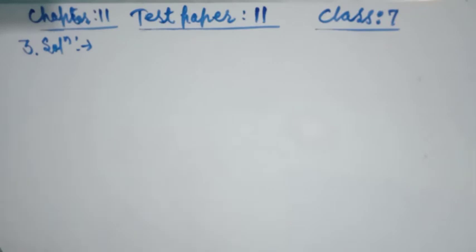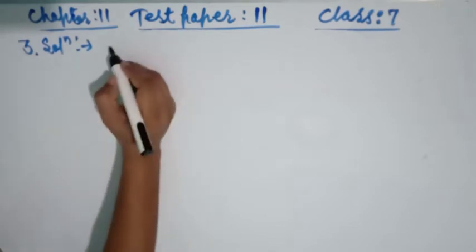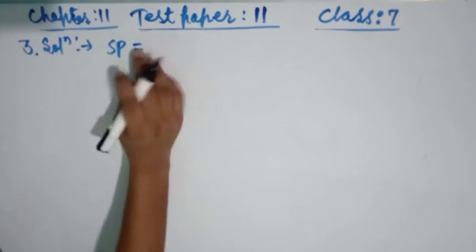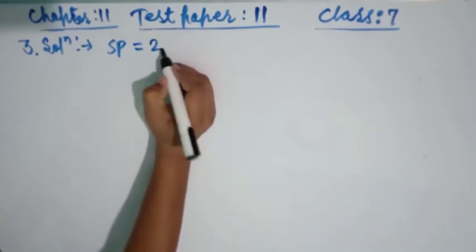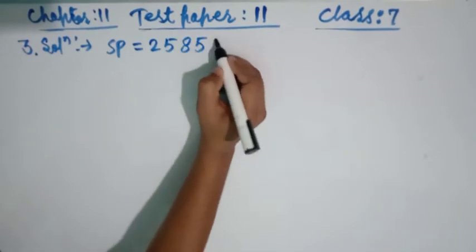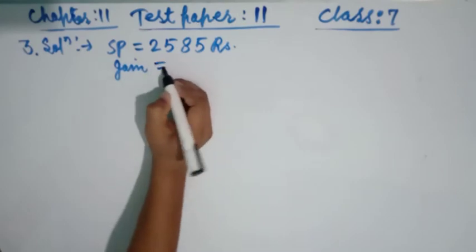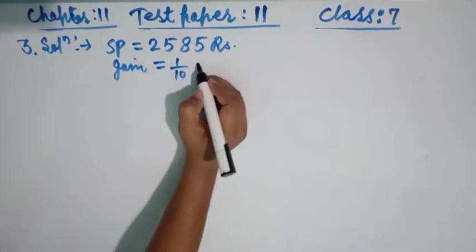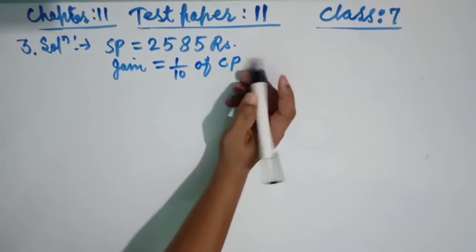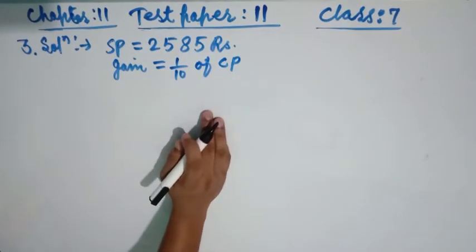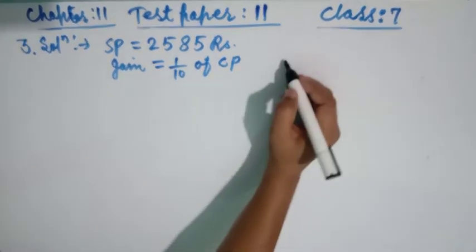Now see friends, question number 3 says, on selling a fan for 2585 rupees, a man gains 1/10 of its cost price. Find the cost price of the fan. Now friends, SP is given. SP of the fan is 2585 rupees. The gain is 1/10 of CP, but CP is not given. We have to find the CP.